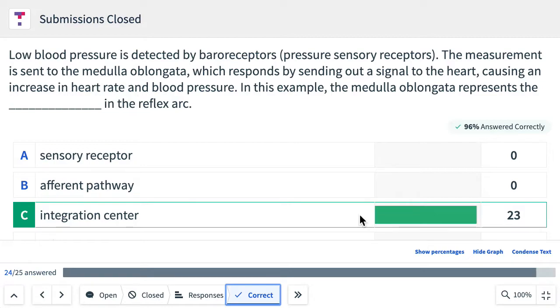So the medulla oblongata received the information and also processed it, and then it sent it to the heart. The receiver, the processor, and the sender was the integration center. Okay, anybody use different logic? It's not the only way you can get there. No? Y'all use the same logic?